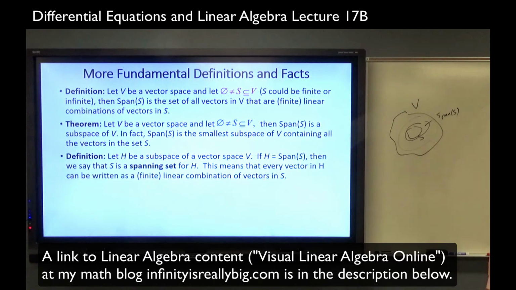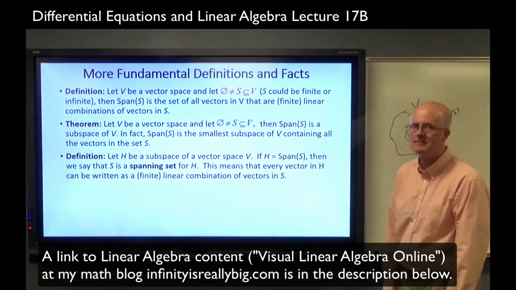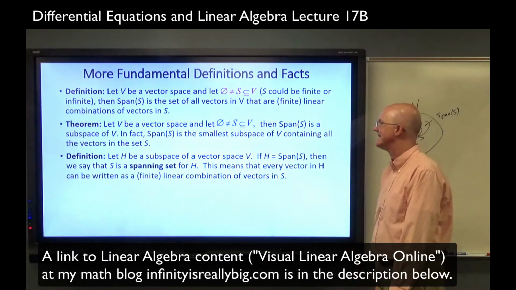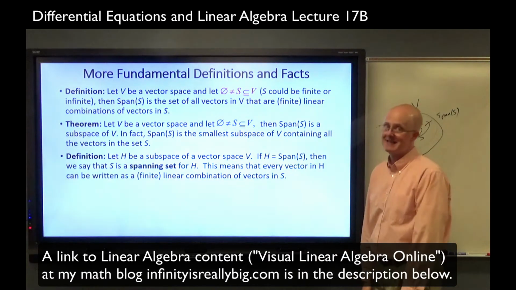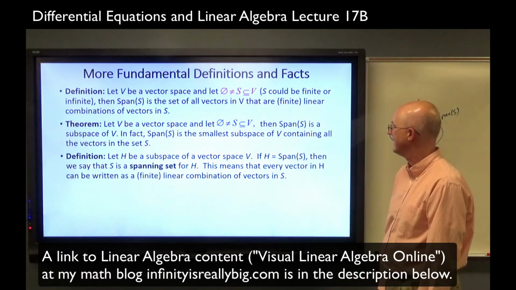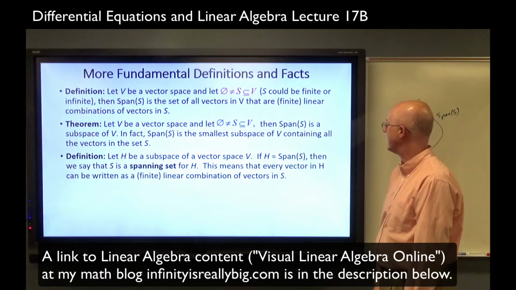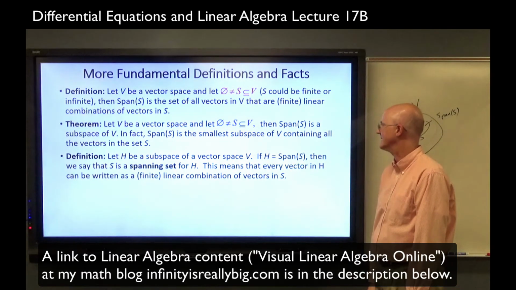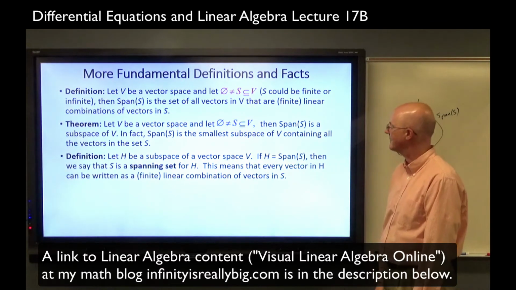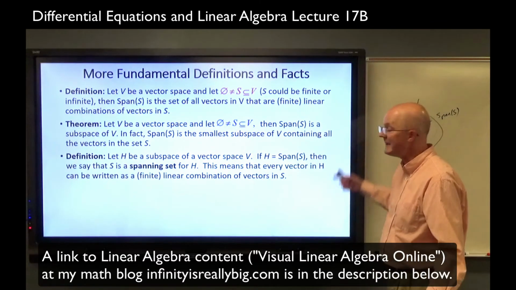The definition here is of a spanning set. Let H be a subspace of V. If H is the span of S, for some S, I'm not saying what S is, then we say S is a spanning set for H. And this means every vector in H can be written as a finite linear combination of vectors in S, because that's what span means.